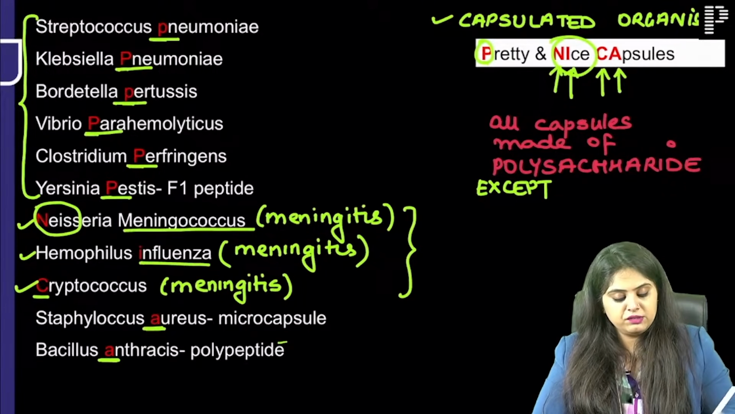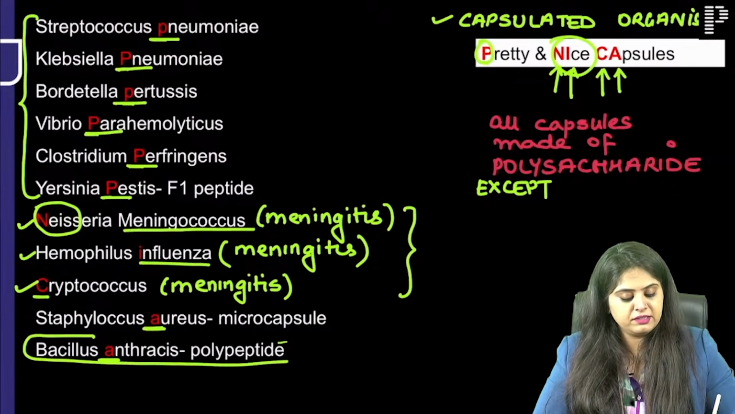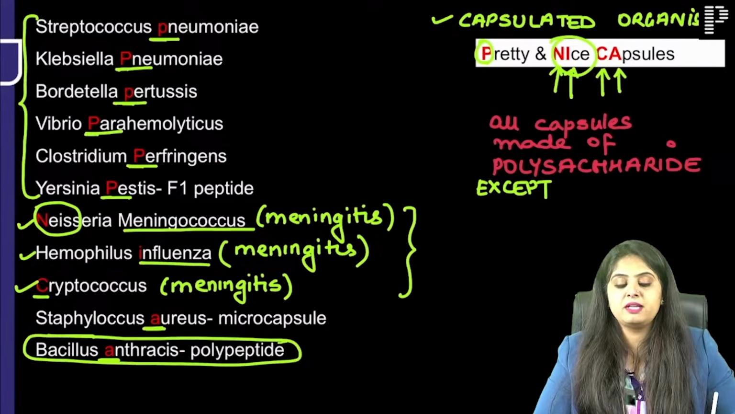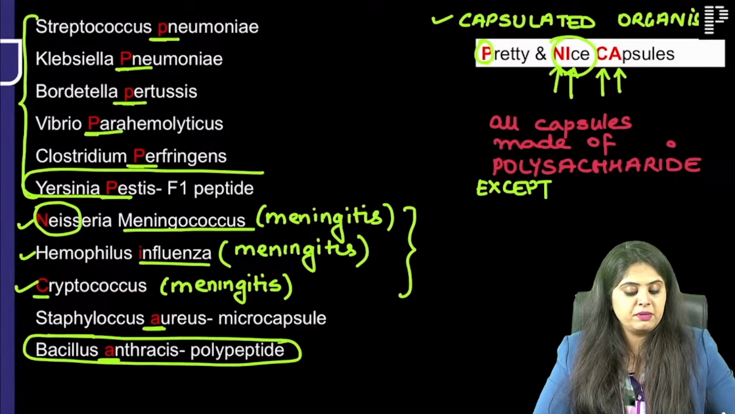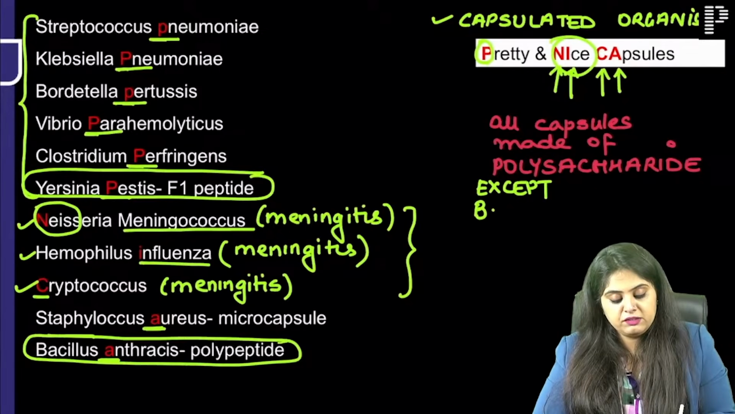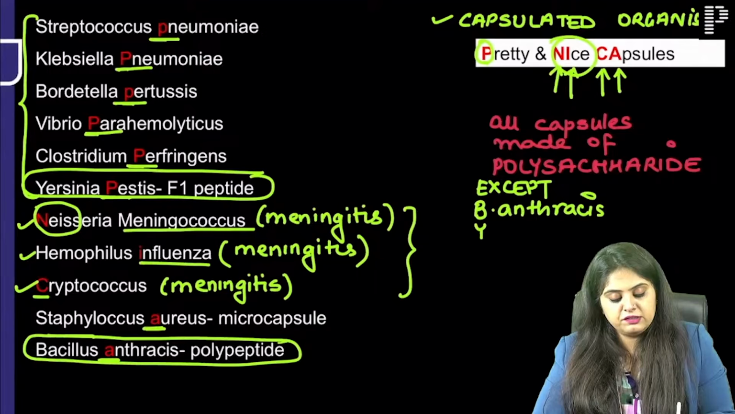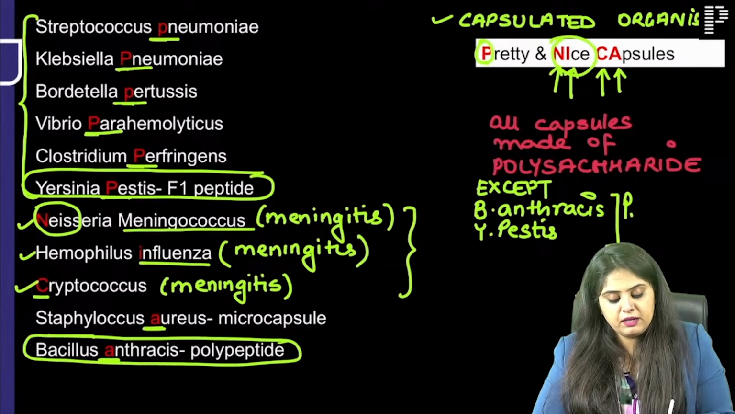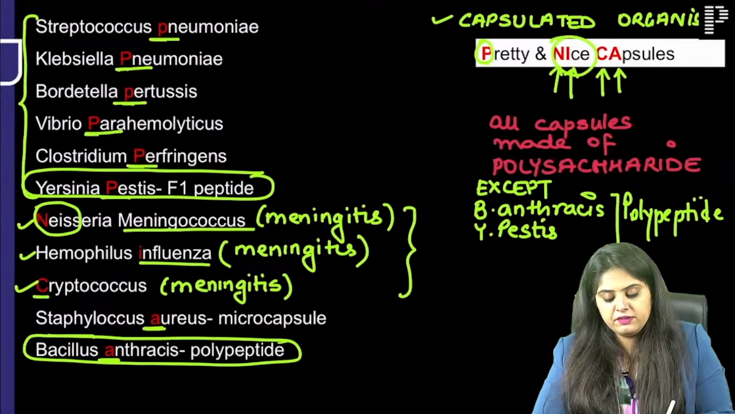If a rule is there, an exception is always there. Except, I could see in front of Bacillus anthracis, ma'am, you have written polypeptide. Instead of Yersinia pestis, you have written peptide. They are not made up of polysaccharide. Please remember Bacillus anthracis and Yersinia pestis. What are they made up of? They are made up of polypeptide. Is that okay with everyone?